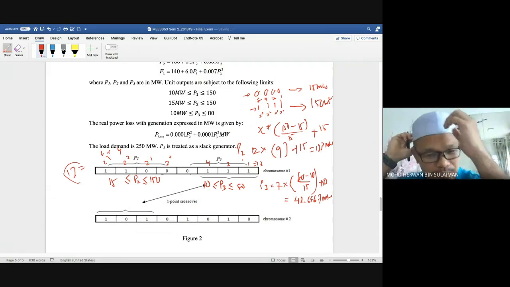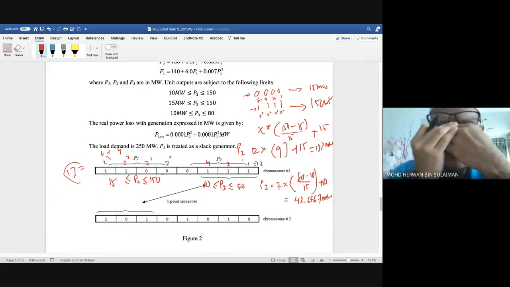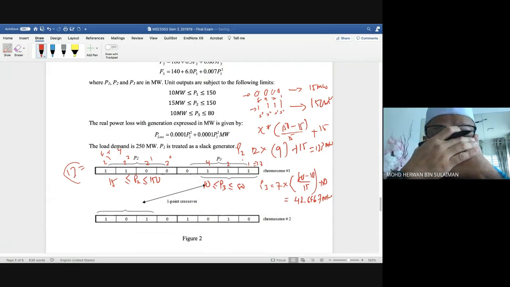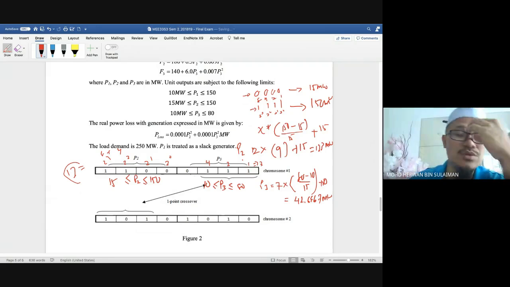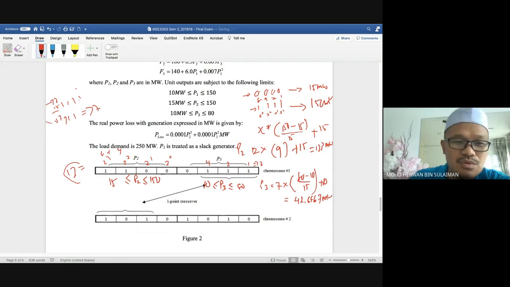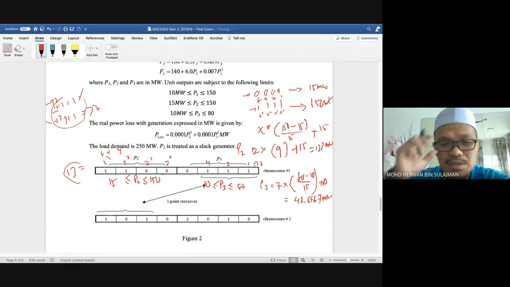Boleh? Binary ni, because we use the binary number, we need to decode the binary representation into the decimal value. So we use this one. Okay, remember x times your maximum range minus minimum range, divided by how many bits? If you use 4 bits it is 15, right? If 3 bits, it is 7. 111 is 7. If you use 5 bits, 11111 is what? Ini 32 tambah dengan 15, 7, 47 lah. Okay, so it depends on how many bits.